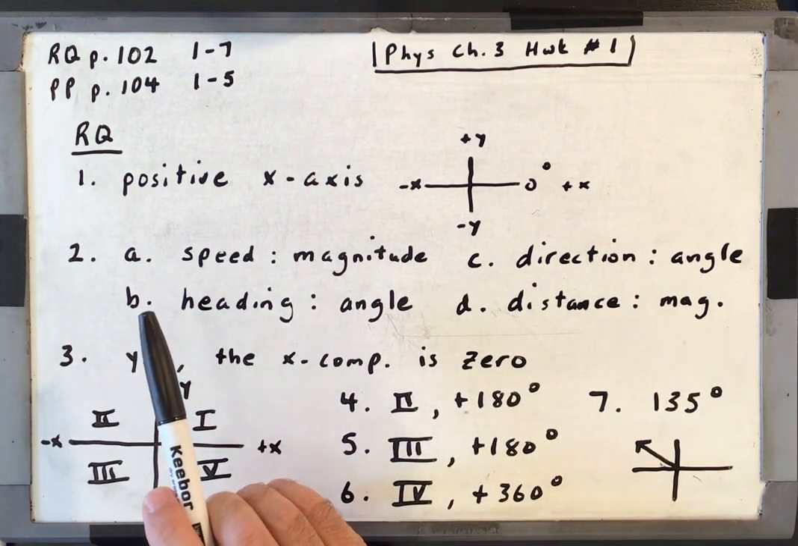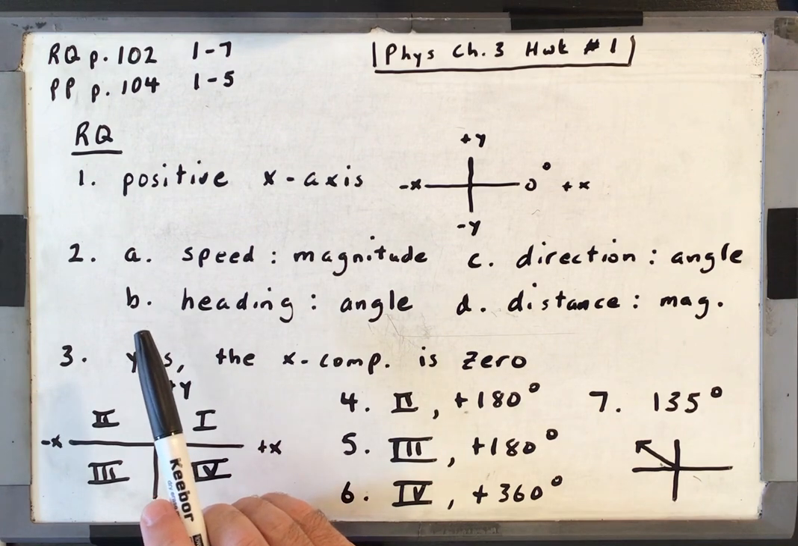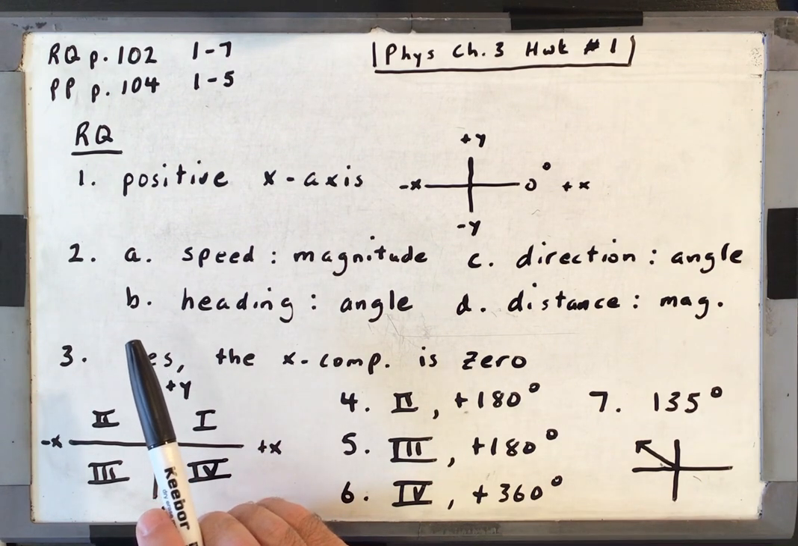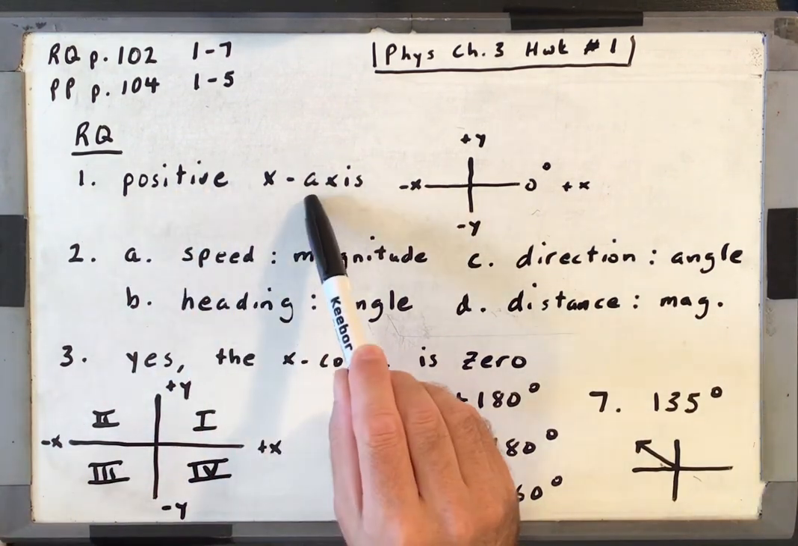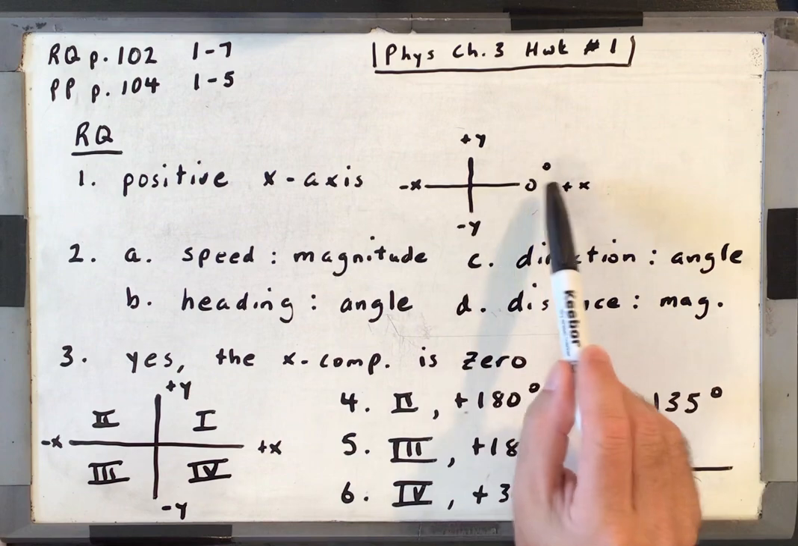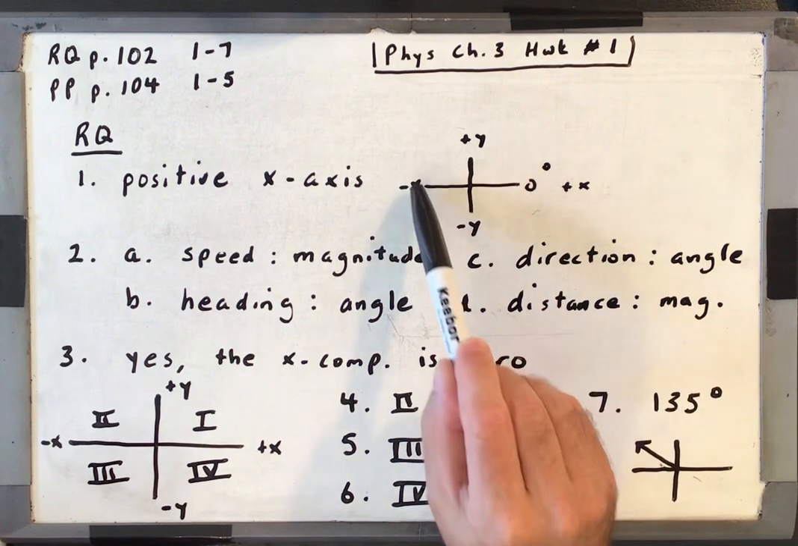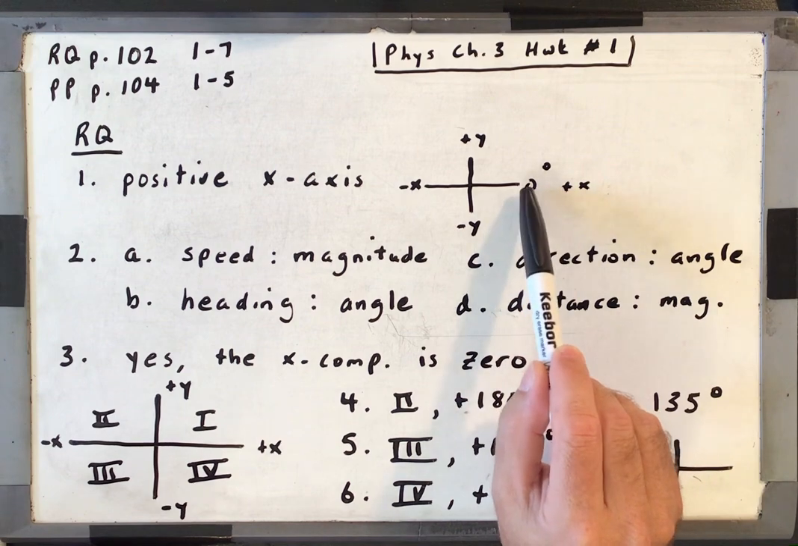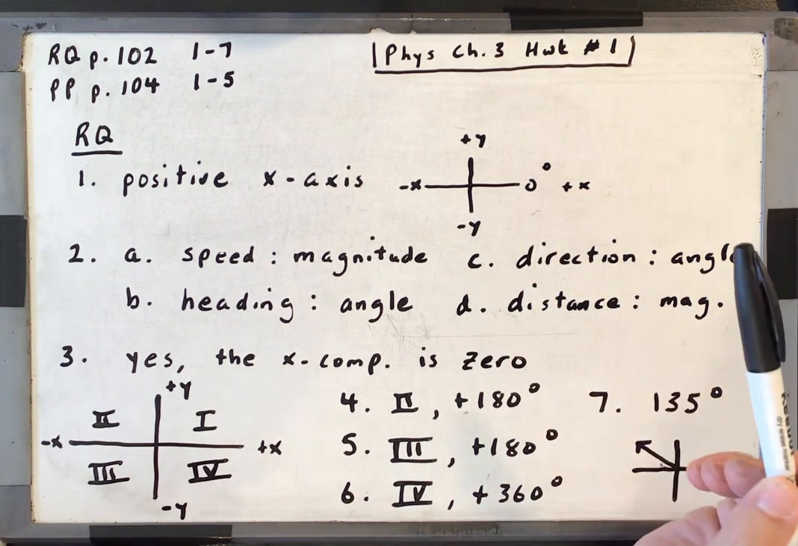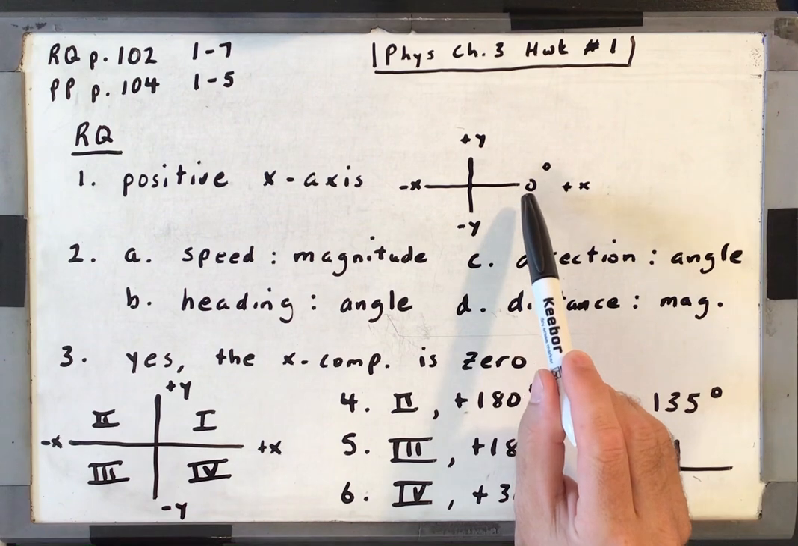Reading the question on page 102, we always define the angle of a vector relative to what? Well, it's the positive x-axis. If you look at your coordinate plane, if you start here at 0 degrees and come back all the way around, the positive x-axis is where 0 degrees is. So that's what we define the angle relative to.